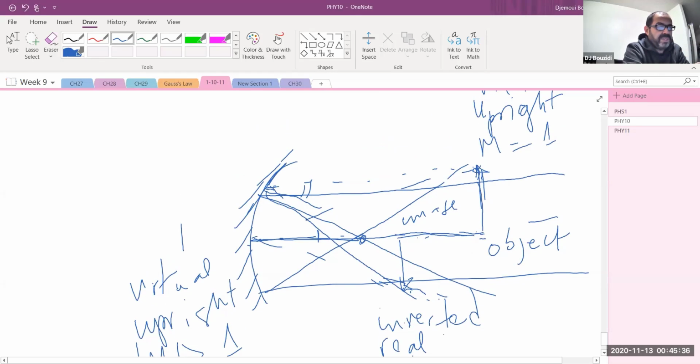If the object sits right on the focal point, there is no image.